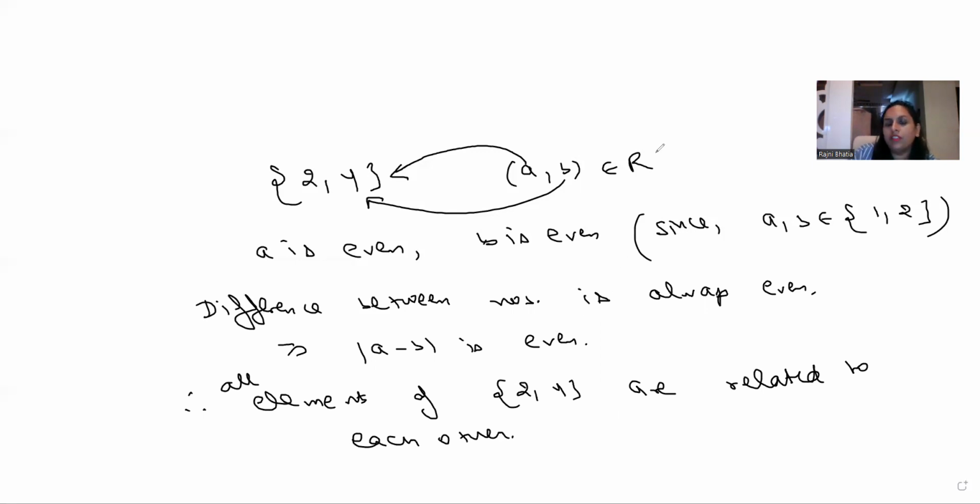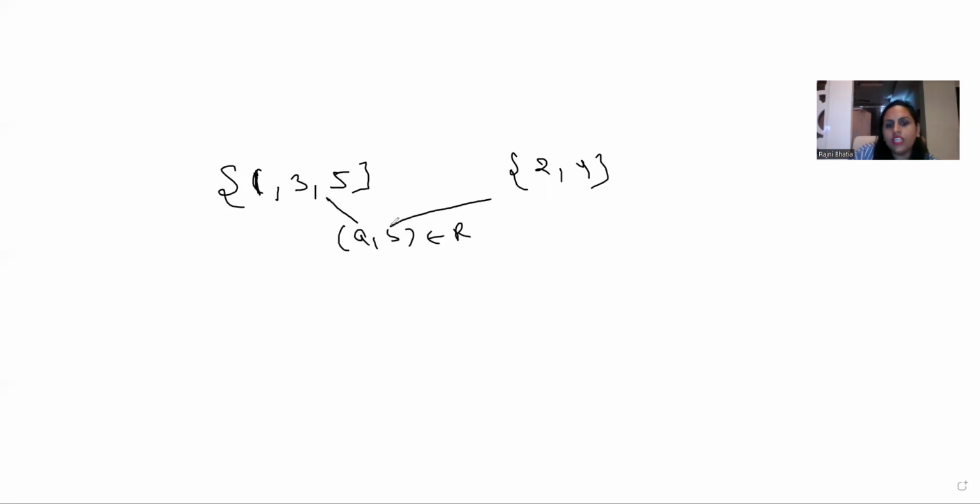And the last part of this question is to show that no element of {1, 3, 5} is related to an element of {2, 4}. Meaning if we take (A, B) belongs to R, A belongs to this set, B belongs to this set. So we will write, since A belongs to the set {1, 3, 5}, B belongs to the set {2, 4}.